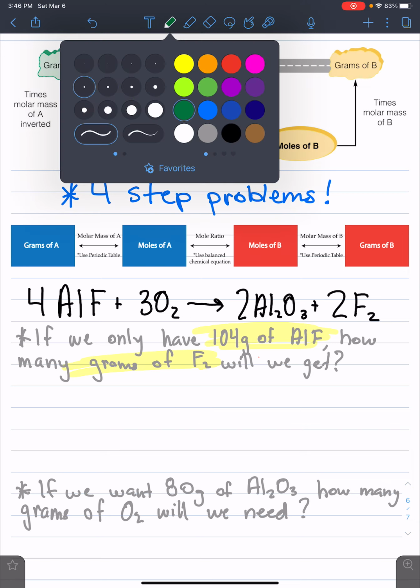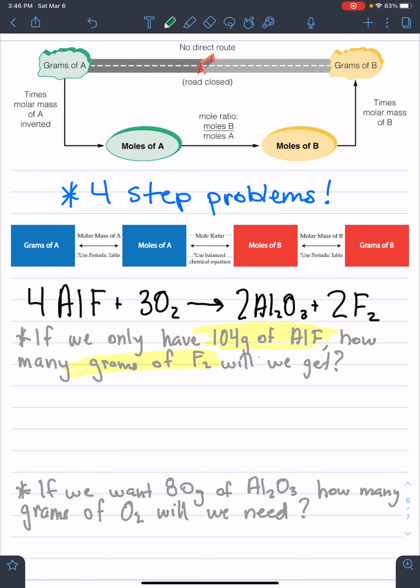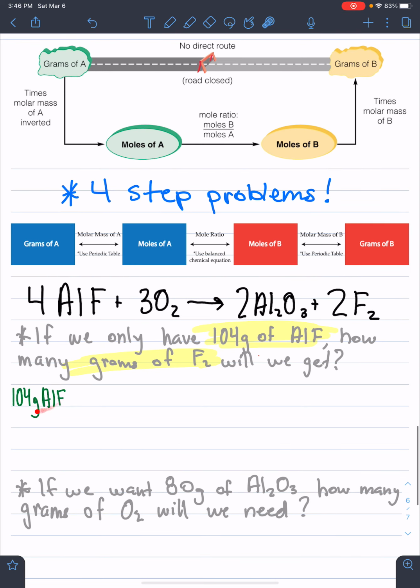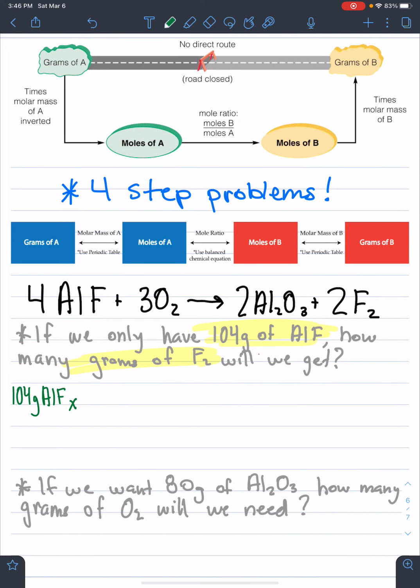So let's start on our far left side. We're going to write 104 grams of AlF. Alright, so that is what we're going to be starting with over here. Now, we're starting right here on our map. So to go from grams to moles of another thing, we're going to have to use our molar mass from our periodic table. So we're going to try to get from grams to moles of AlF. So on the bottom, you want grams of AlF, because remember, if it is something that is directly diagonal from another thing, you cross them out. And on the top, we're going to use moles of AlF.